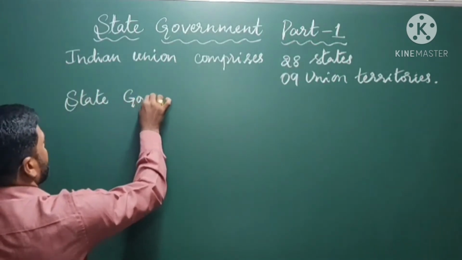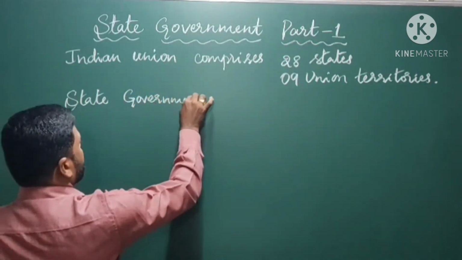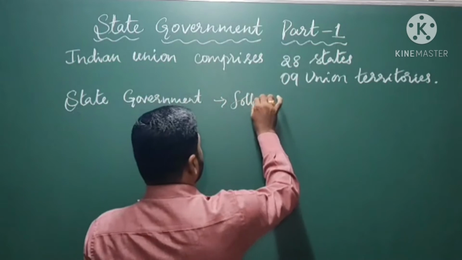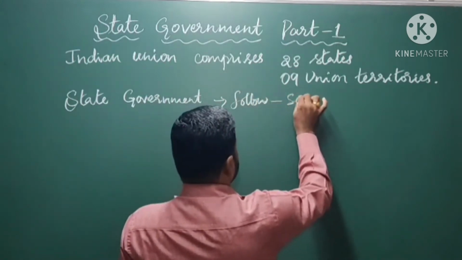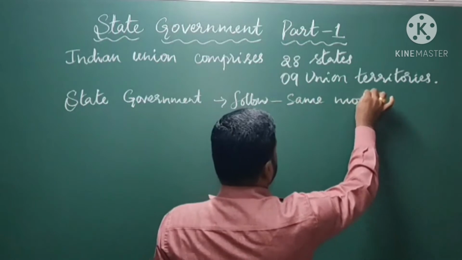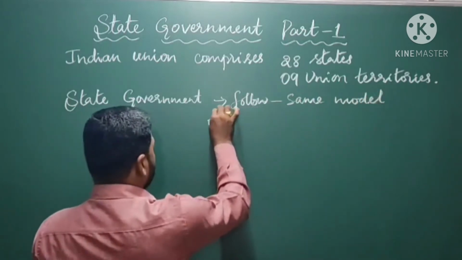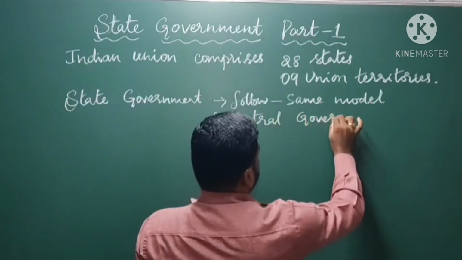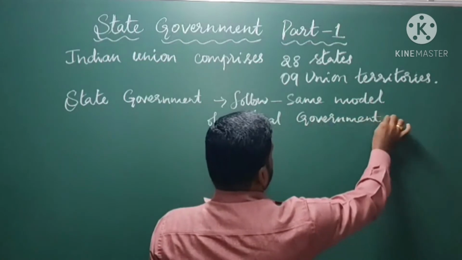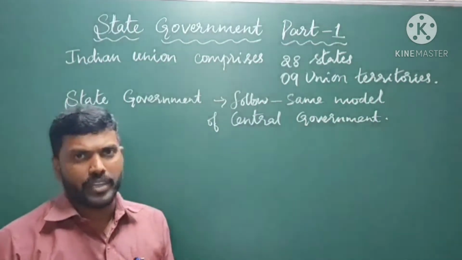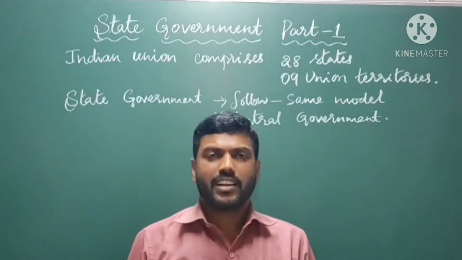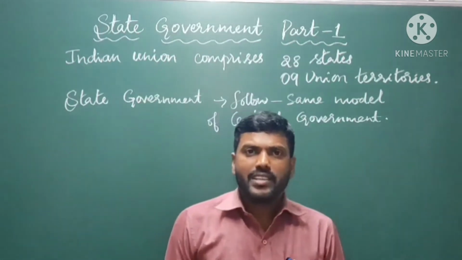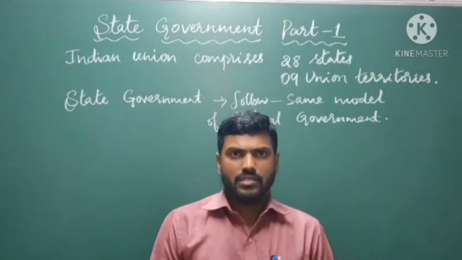The state governments of India follow the same model of the central government. In the last chapter we discussed the union government. The structure of the union government we discussed in detail. Almost all the state governments of our country follow the same model.